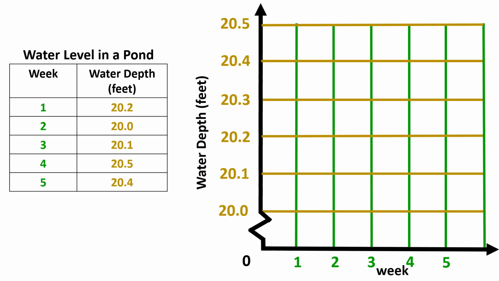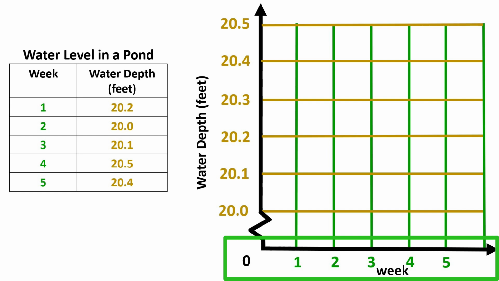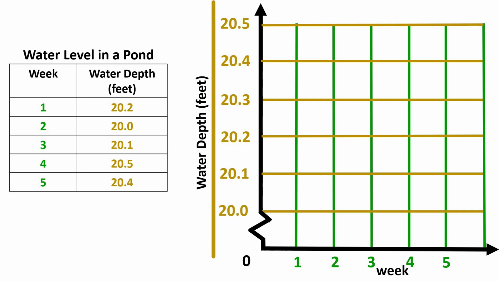Here's the grid that we'll use to plot these 5 points. Each arrow is called an axis. This bottom arrow is called the week axis. It's like a number line. We've colored the numbers green since they go with the green numbers in the table. The left arrow is called the water depth axis. It's also like a number line. We've colored the numbers brown since they go with the brown numbers in the table.